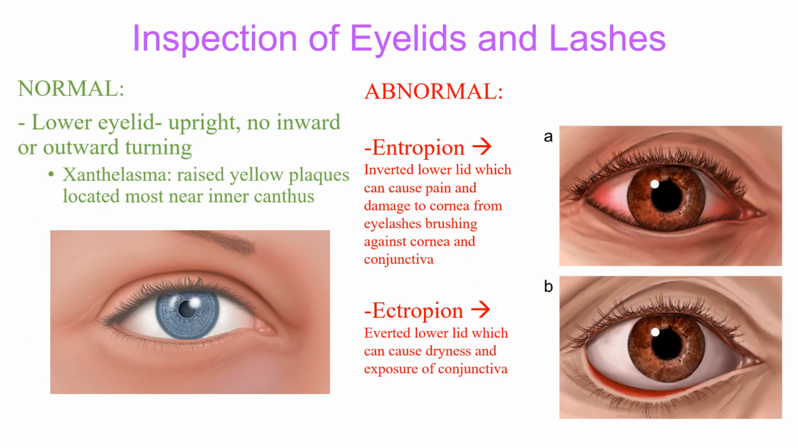So in this picture, we're looking at the lids, making sure, looking at the lashes and the lids themselves. On the right in this picture, entropion is the inward turning of the lid. Ectropion is the outward turning of the lid.